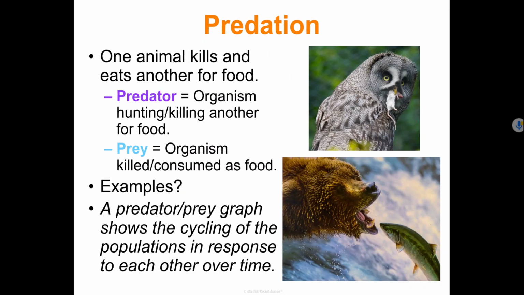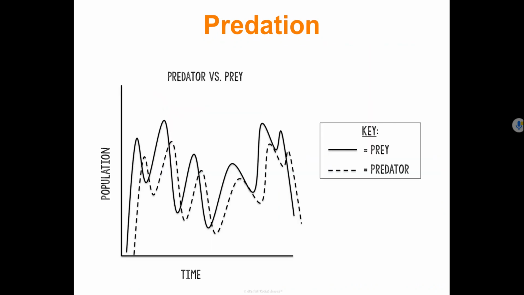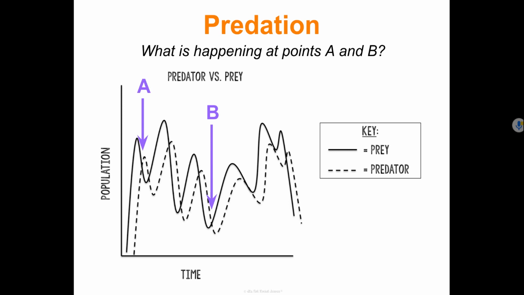Now, a predator prey graph shows the cycling of the populations in response to each other over time. Here's an example of a predator versus prey graph. The solid line in the picture represents the prey, and the dashed line in the picture represents the predator. So let's practice reading this graph.